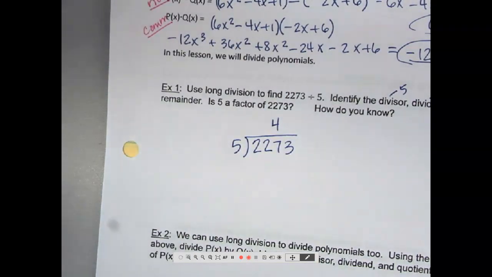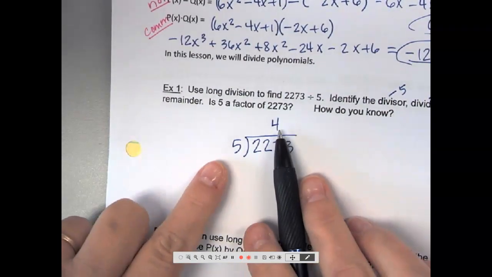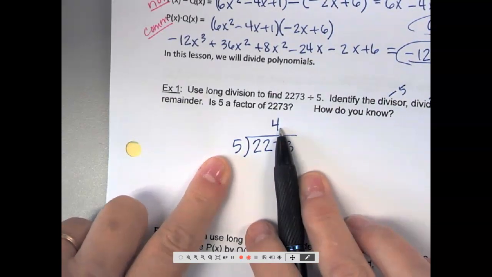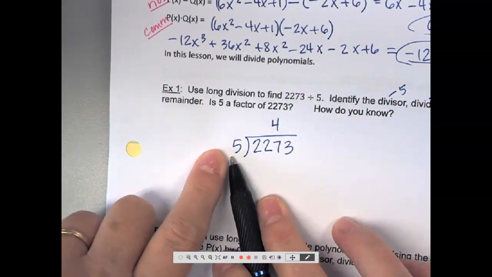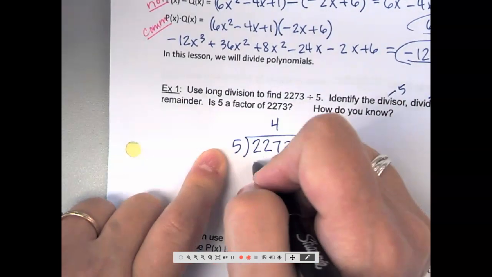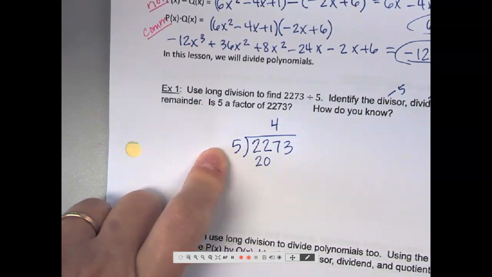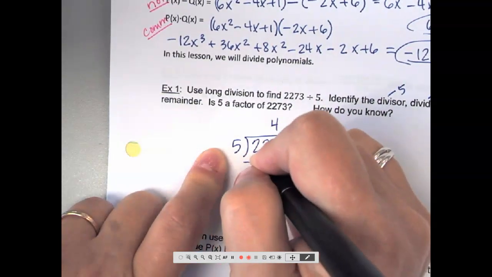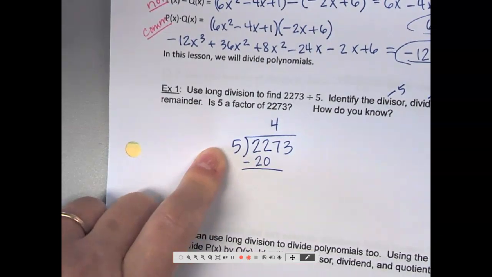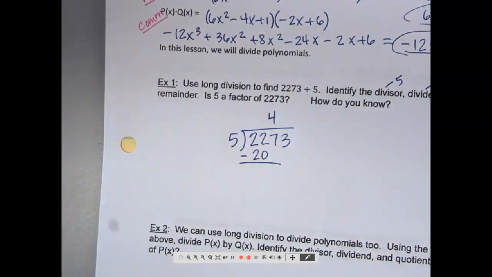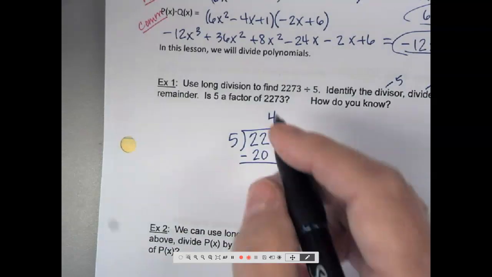Multiply it by the 5. Okay, so I take this thing I put up here, and I multiply by the 5, and I get 20, and where does the 20 go? Below the 22. Okay, guys, we make so many mistakes when we subtract, so we're going to be careful, especially when we get to the polynomials. 22 minus 20 is? 2.